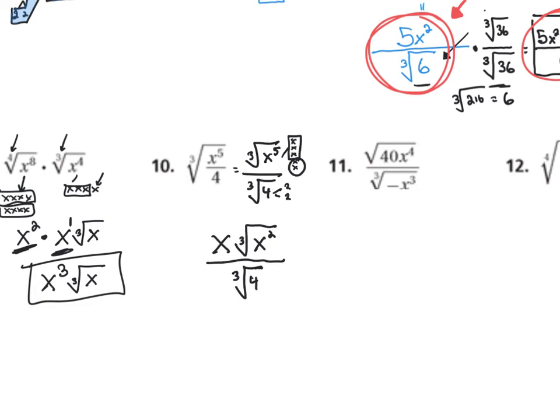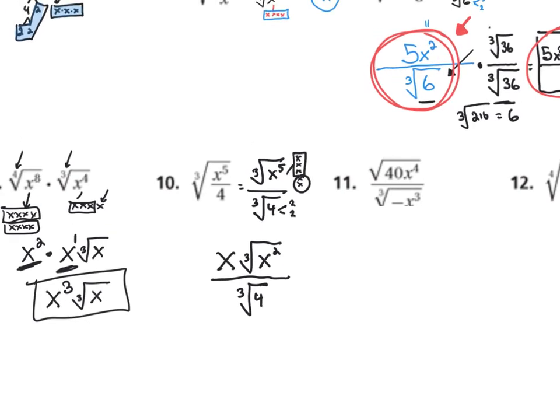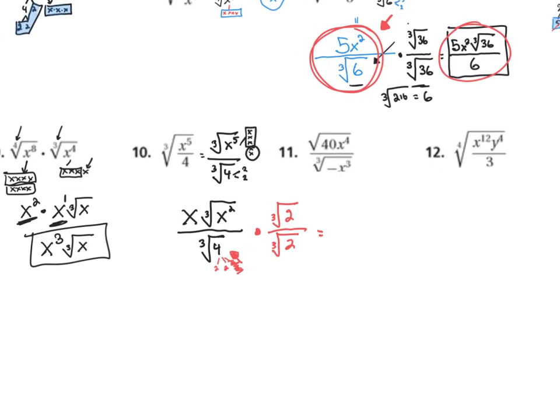All right, how do we get rid of this? We can't leave a root on the bottom. So I'm going to multiply by, all right, so 4 is already 2 and 2. So to make it a perfect cube, I need another 2. So I'm going to do cube root of 2 over here, right? So that's kind of what I'm doing here. Whatever you do top and bottom, you do it together.